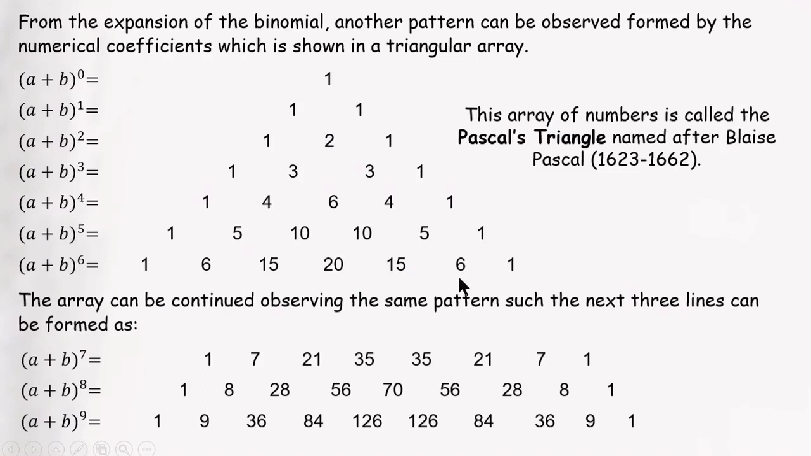That is why the numerical coefficients of the binomial a plus b raised to 7 are the following. 1 plus 6 is 7, 6 plus 15 is 21, 15 plus 20 is 35, 20 plus 15 is also 35, 15 plus 6 is 21, and 6 plus 1 is 7. The same pattern is applied to the succeeding arrays.